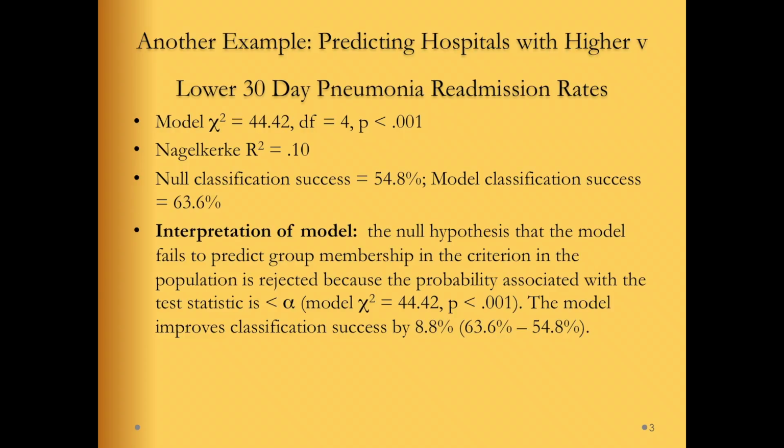These are data concerning the overall model reported by SPSS. The model chi-square, the Nagelkerke R-squared, and the classification success of the null model are presented. We would interpret these findings as follows. The null hypothesis that the model fails to predict group membership in the criterion in the population is rejected because the probability associated with the test statistic is less than alpha. The model improves classification success by 8.8%.